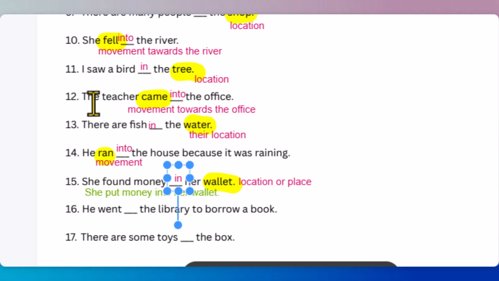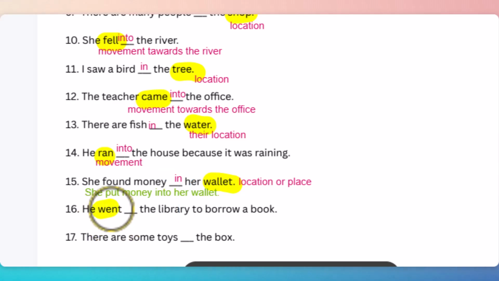Let us go to number 16. He went the library to borrow books. Number 16. So what does it tell us? So the fact that he is moving. So we said went is the past tense of go. So he is going somewhere. In this case, he is going to the library.